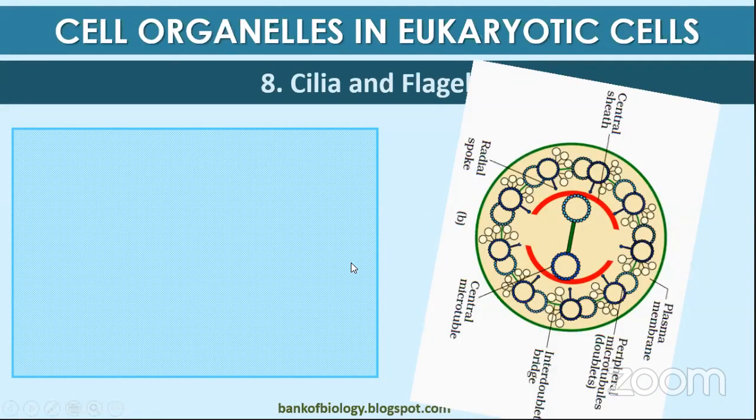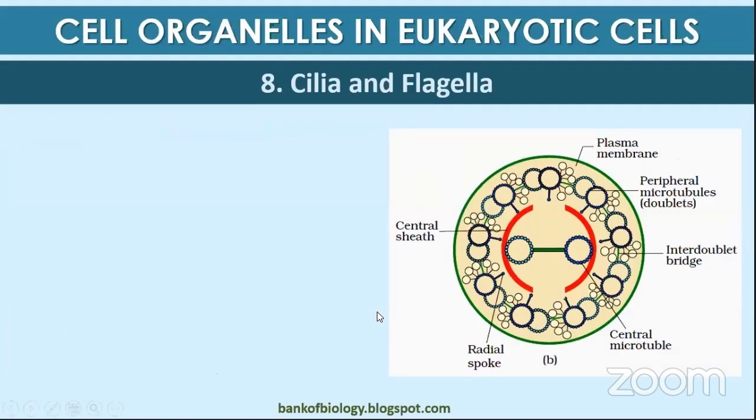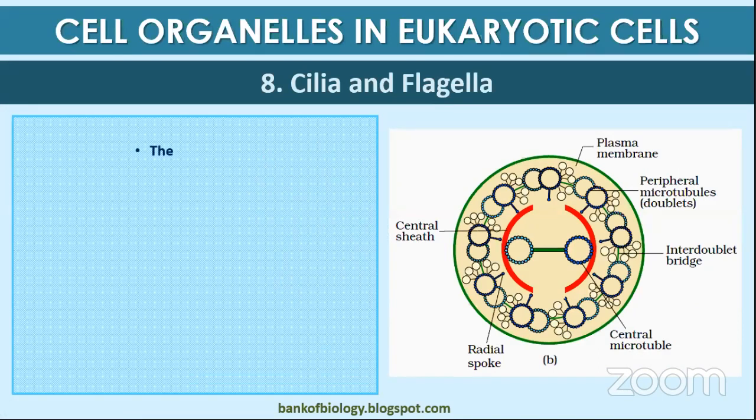Cilia and flagella are covered by a plasma membrane. They have a core called the axoneme, which has many microtubules running parallel to the long axis. The axoneme has 9 doublets of radially arranged peripheral microtubules and a pair of central microtubules. This is called the 9+2 arrangement.